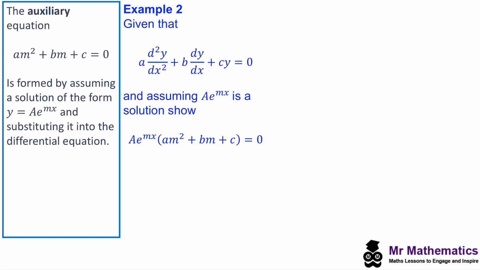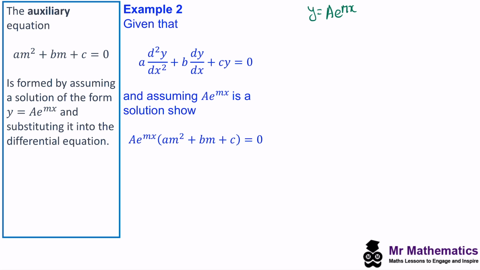Okay, so the auxiliary equation, am squared plus bm plus c equals 0, is formed by assuming a solution of the form A times e to the mx and substituting it into the differential equation. What this means is, if y equals A e to the mx, we can use this to find dy by dx and then substitute that value into here. We can differentiate it again and substitute that value into d squared y over dx squared. Then we've got this equation in terms of e.